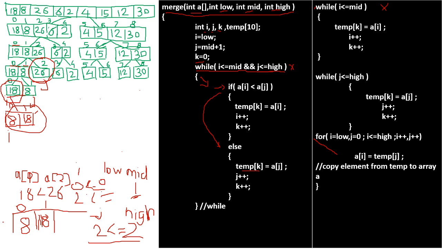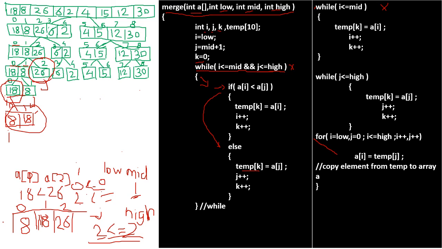Then check whether j is less than or equal to high. Yes, j is less than or equal to 2. The j value is 2, so it is true. Then on temp of k, the temporary k value is incremented, temp of k is equal to a of j. A of j value is 26. Here the 26 number will be stored, and then k plus plus and j plus plus.